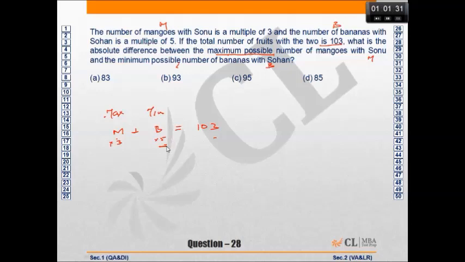So minus 5 will make it 98, which is not a multiple; 93 is a multiple. So if this is 10, this will be 93. So the answer is 93. What's there in this question? Round 1 question. I am just wondering why.